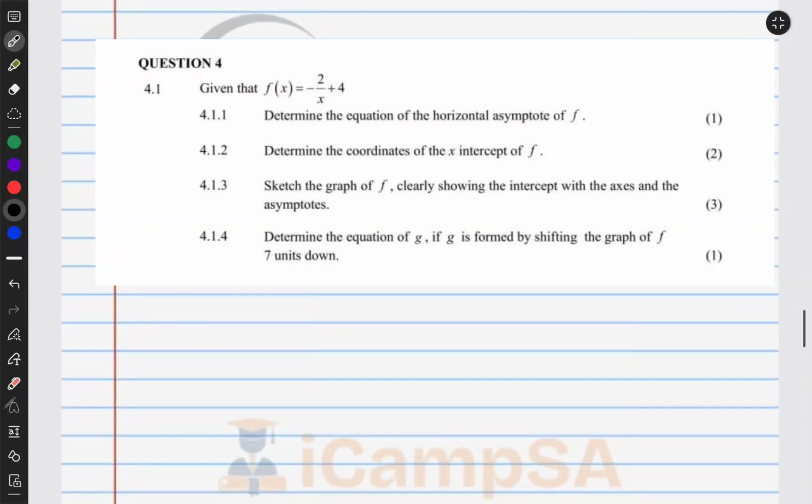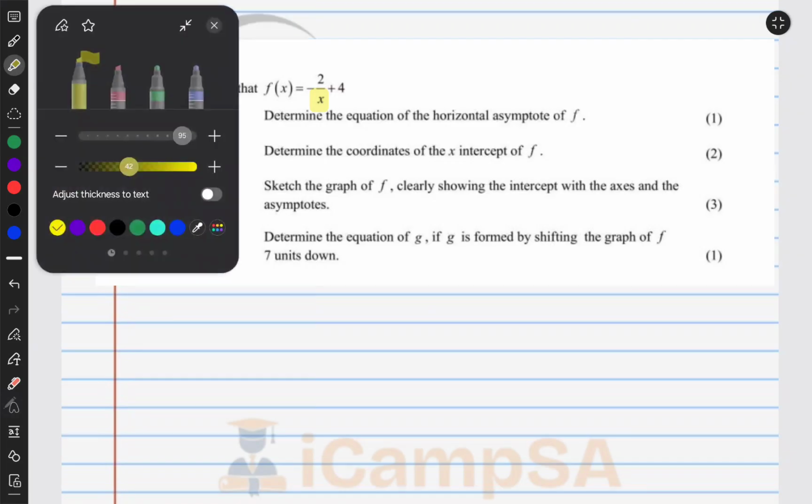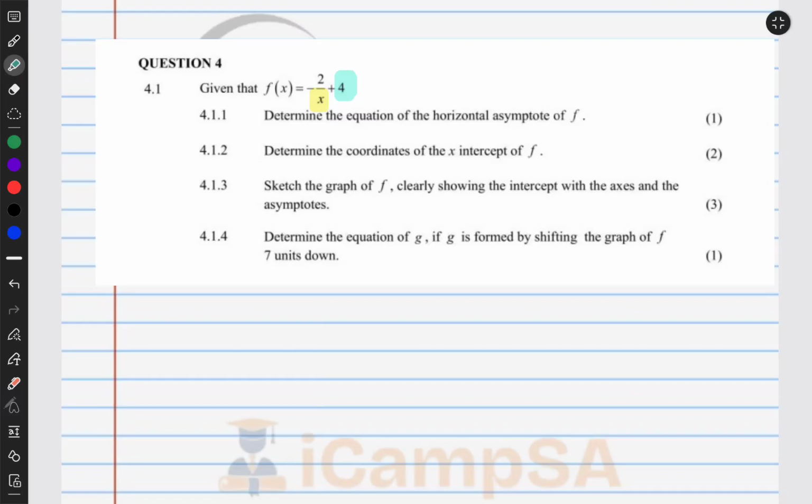Okay, we are given that f of x is equal to -2 over x plus 4. We are seeing that x in the denominator, which tells us we are dealing with a hyperbola. That 4 is our vertical shift and the horizontal asymptote. Okay, so let's go ahead and quickly answer this question.